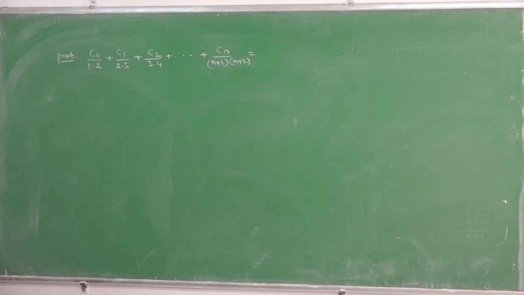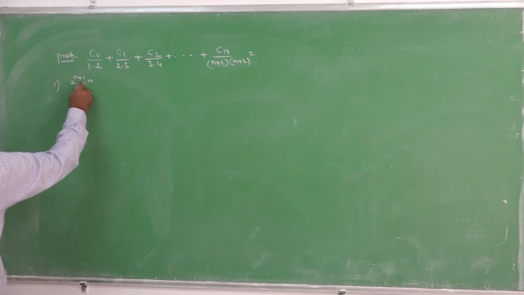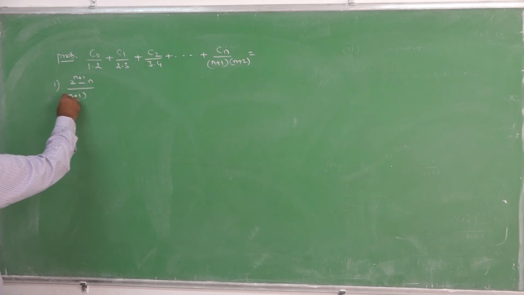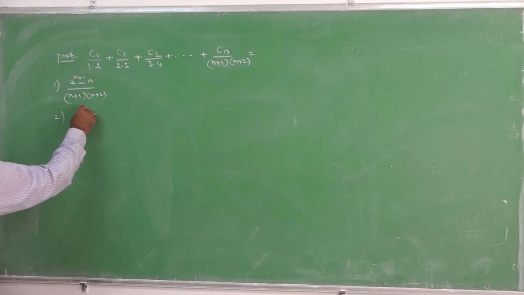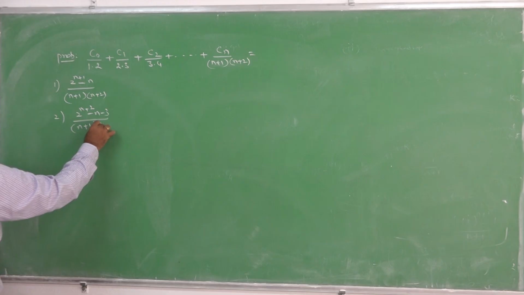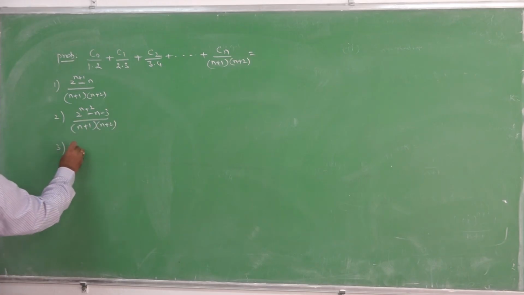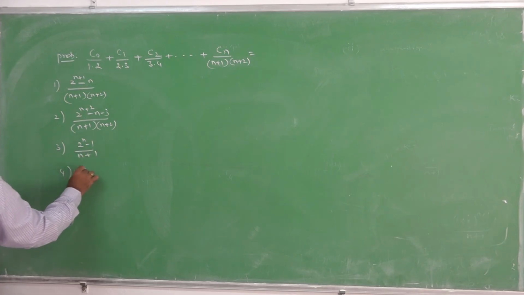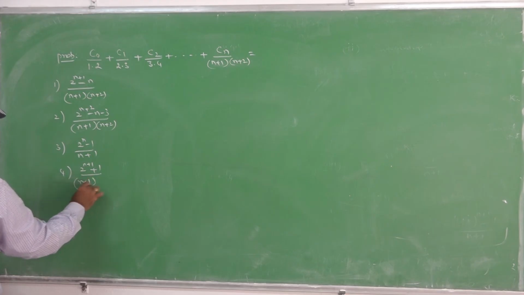Of course, you can evaluate once it is given in the options. You can evaluate the problem for a particular value of n itself by verification. These are the options: minus 3 by n plus 1 into n plus 2, 2 power n minus 1 by n plus 1. Fourth option is 2 power n plus 1 by n plus 1 into n plus 2.